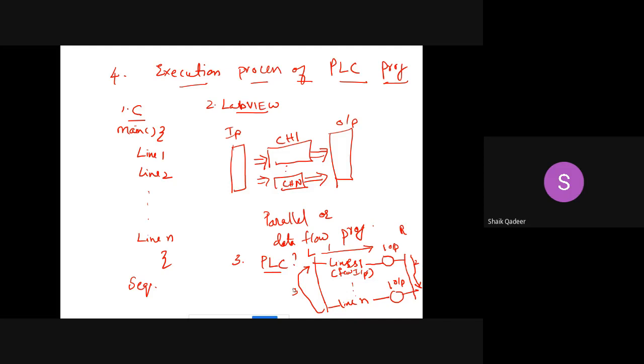It is clear. I will move further. Is it clear to everybody? One more thing. Here, each line is called a rung, R-U-N-G. Please remember this word. In a PLC program, each line is called a rung.